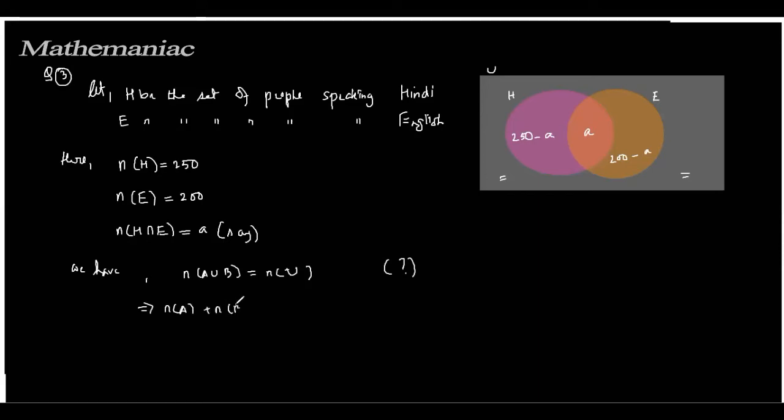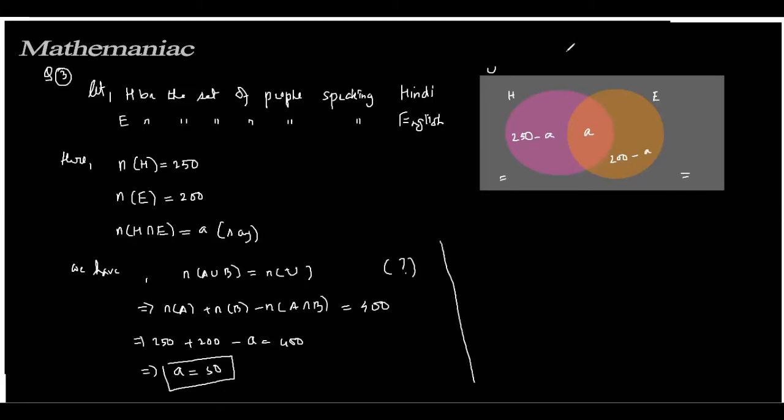So accordingly, if I use the formula, this is equal to 400, and you put in the numbers that are known, and then you find the value of A. So A will be 450 minus 400, which is 50. That means out of 400 persons, there are 50 persons who speak both Hindi as well as English.